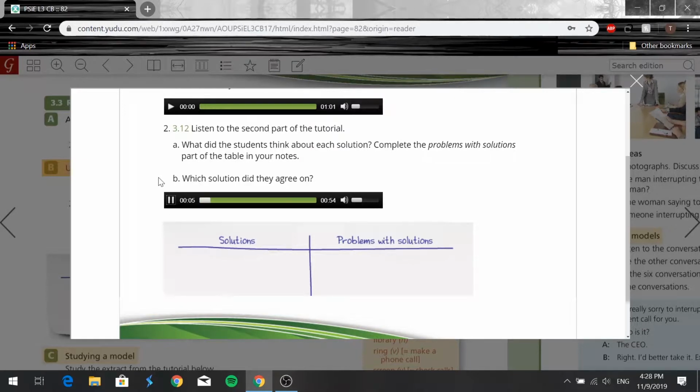OK. What do we think of those solutions? I agree with the first solution. They know that you have to study, so they shouldn't interrupt you. I don't think that's possible. You can't be rude to someone, even if you are studying.